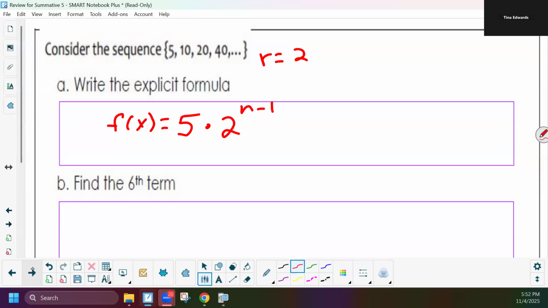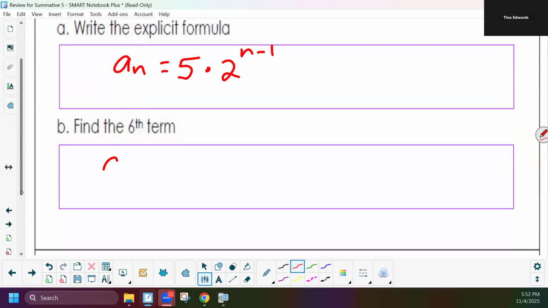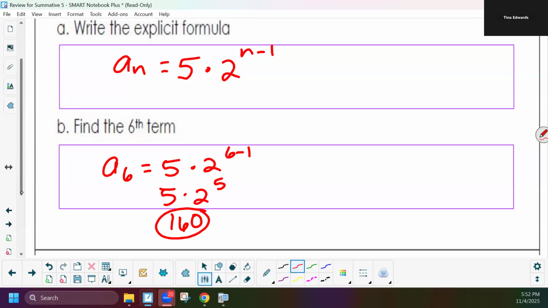Or instead of writing f of x, we probably should have written a sub n. That's fine. You can do either one. A sub n is more like the actual formula. Then I want the 6th term, so I want to find a sub 6 in the one above. So I'm going to rewrite it, just replacing the n with a 6. Well, 6 minus 1 is really 5. So this is saying 5 times 2 to the 5th power. 5 times 2 to the 5th is 160. So the 6th term in the sequence would be 160.